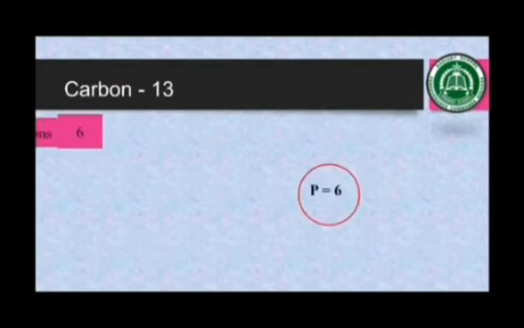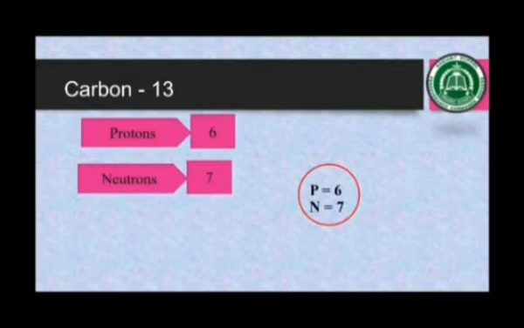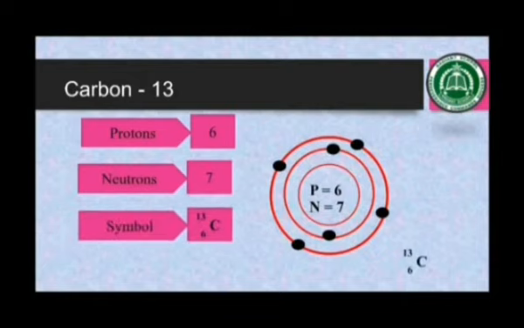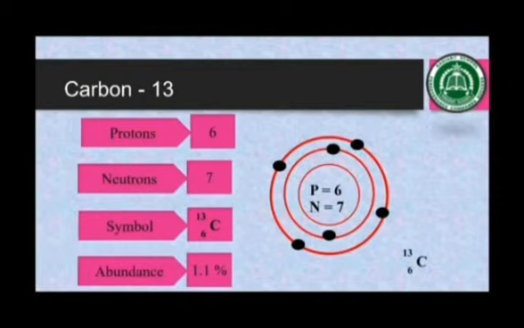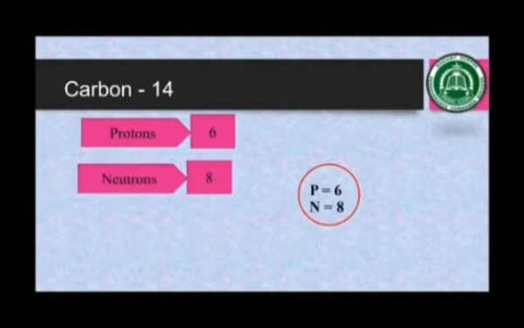Carbon 13 has the same number of protons, 6, but the number of neutrons will be different. These are 7. 6 plus 7 equals 13, and it has 6 electrons outside the nucleus in different shells. Now what will be the symbol for carbon 13? It will be C 13 6, and the natural abundance of carbon 13 is 1.1%.